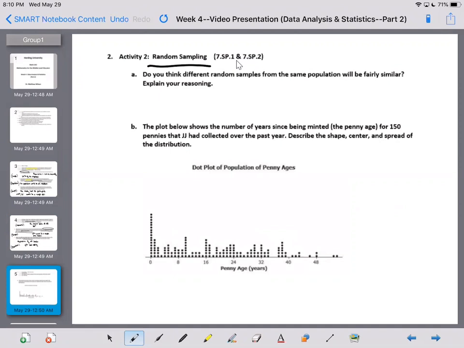So the question here says, do you think random samples from the same population will be fairly similar? And yes, a random sample should represent a good generalization of your population.